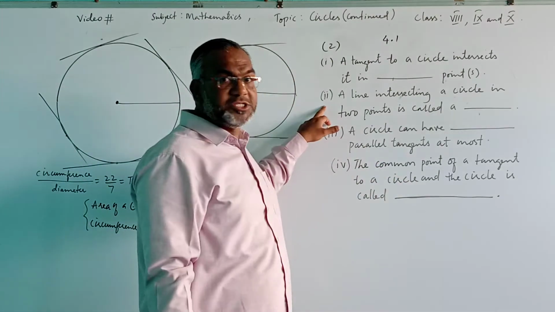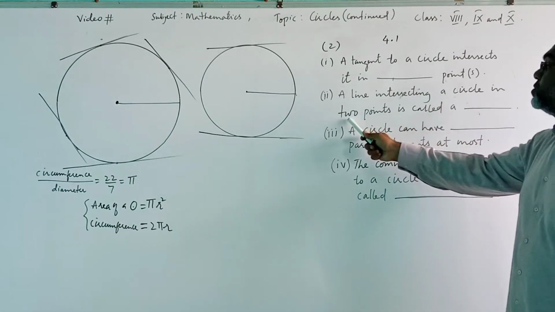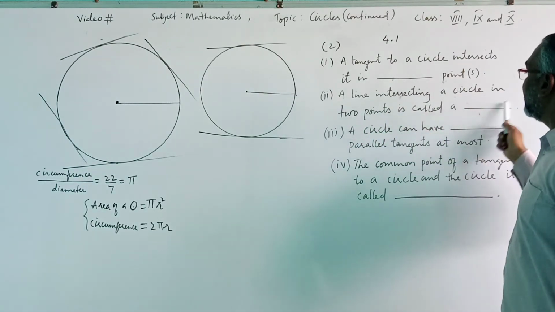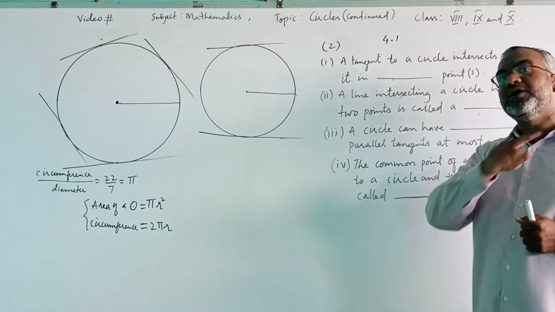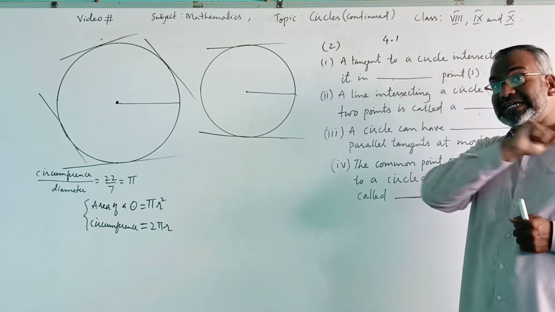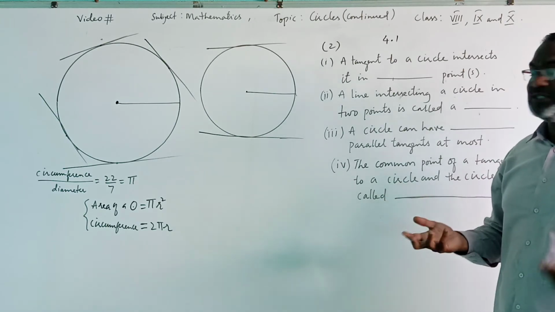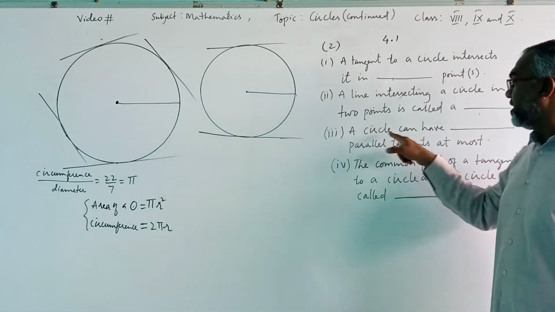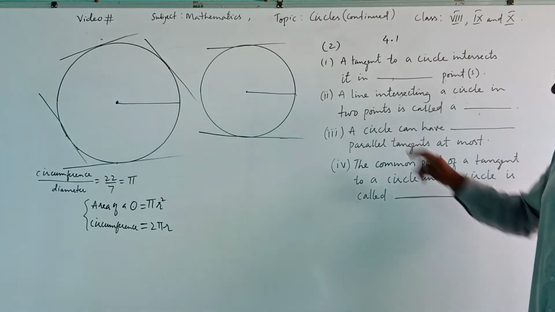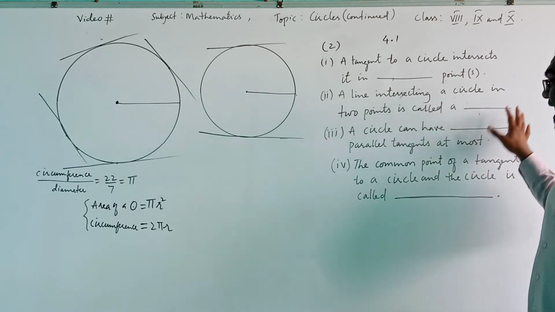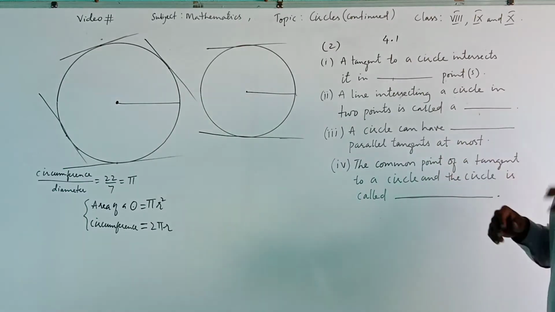Okay, and the second question is, a line intersecting a circle in 2 points is called a dash. A line that cuts the circle at 2 points is called dash. What? You have to write. A circle can have dash parallel tangents at most. A circle can have dash number of pairs of parallel tangents at most, maximum.